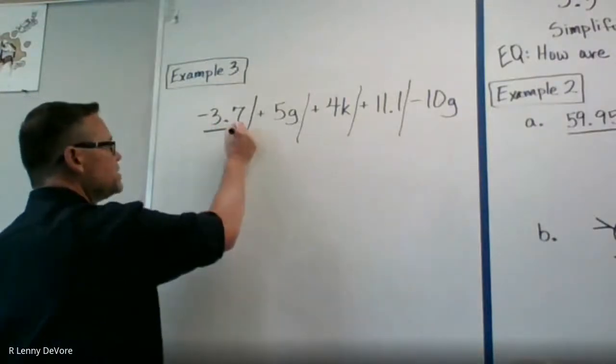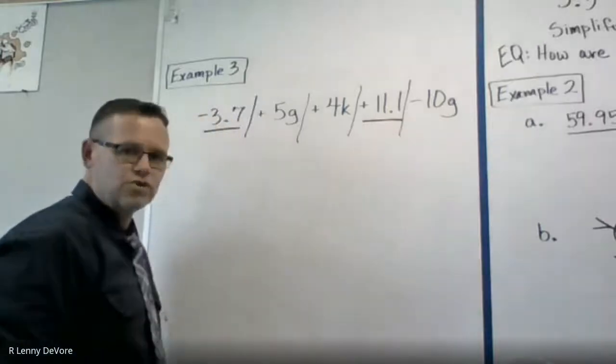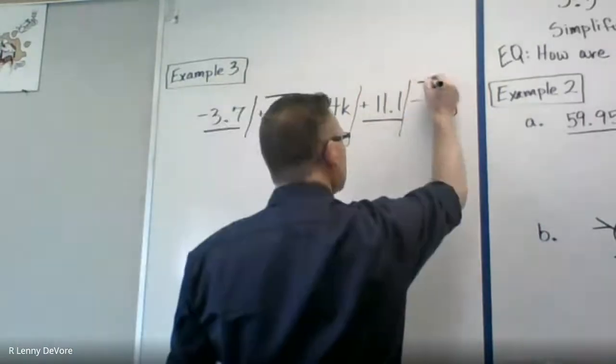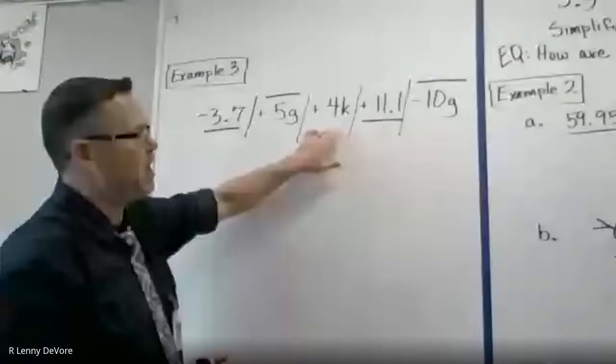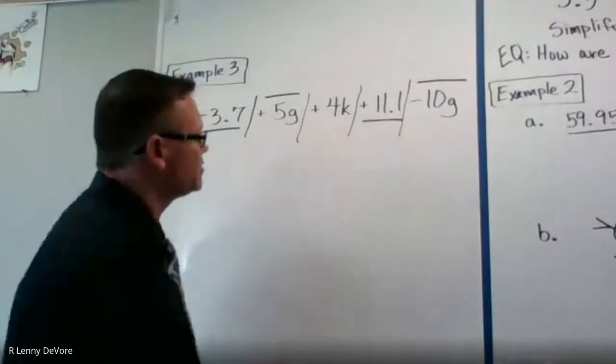So I'm looking for like terms. When I see this one does not have a variable, neither does this one, so those two can be combined. I also have 2 that have a 5 that have a G with them. Those can be combined. That leaves this K by itself. This K cannot be combined with anything, so it's going to be part of our final answer.